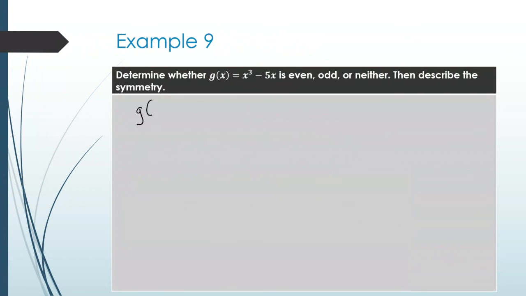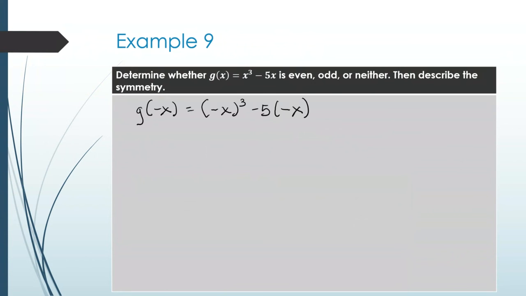So I need to find what g of negative x is. And so I'm plugging negative x in for x. So I have negative x cubed minus 5 times, oops, that should be negative x. I need to make sure I remember that.